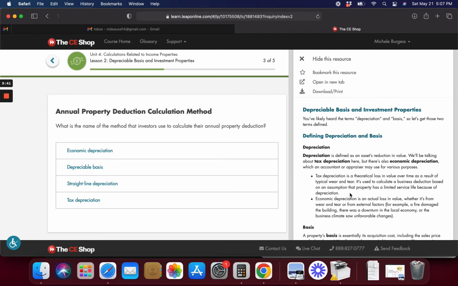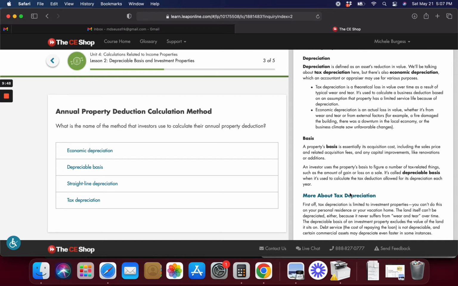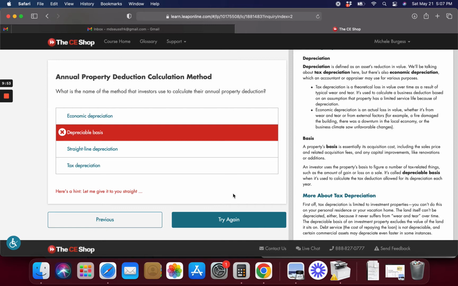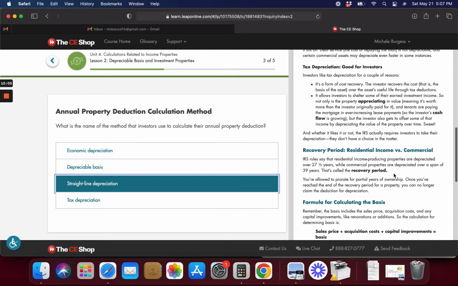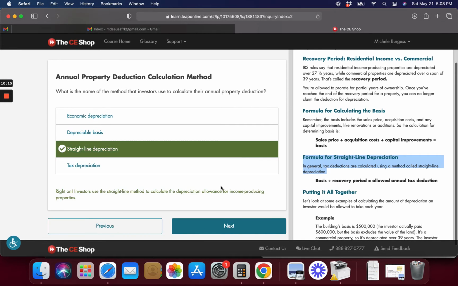What is the method investors use to calculate their annual property deduction? Depreciable basis. Okay, well, it must be straight line depreciation then. Where does it say that? Right here it says depreciable. Somewhere in a straight line. Tax deductions are calculated using straight line. Okay.